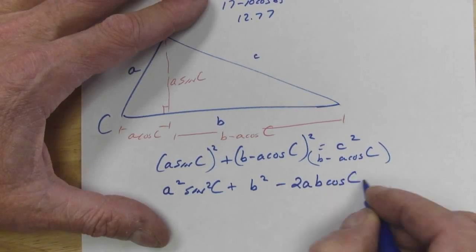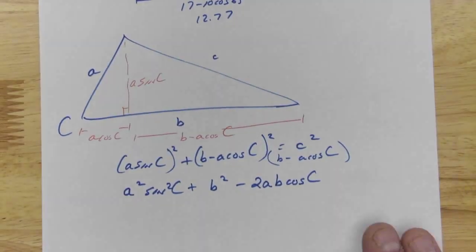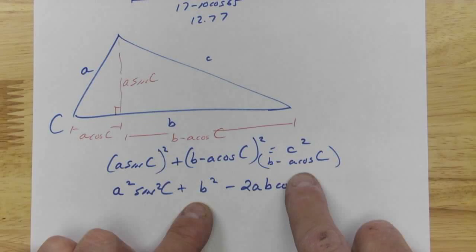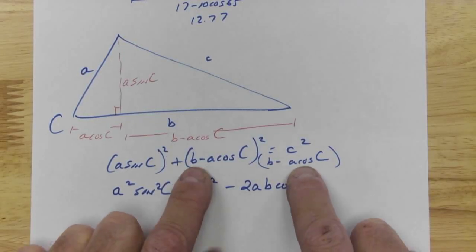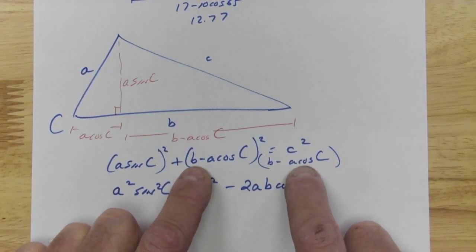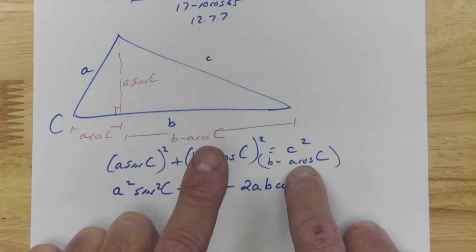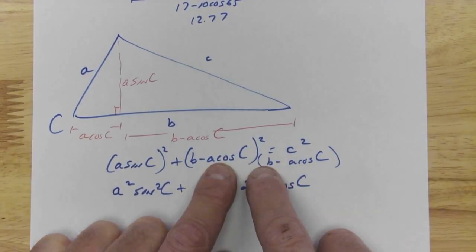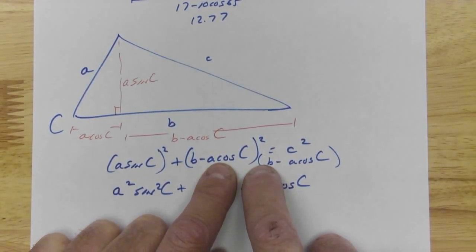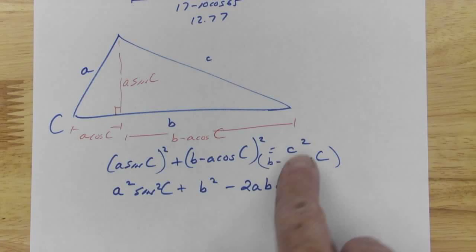AB cosine C. So now let's stop and make sure we understand where that comes from. If I take A cosine C times B, I get AB cosine C, negative. If I take A cosine C times B, I get another A cosine C, negative. So I end up with 2 of them. So I have negative 2 A cosine C. Is this thing all multiplied out now? No. No, what else do I get?